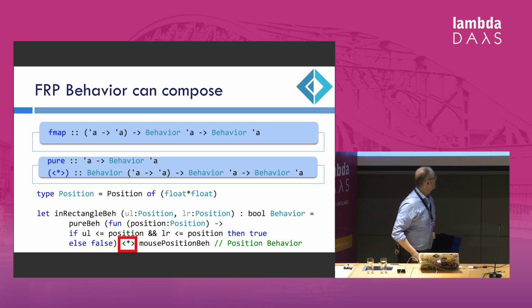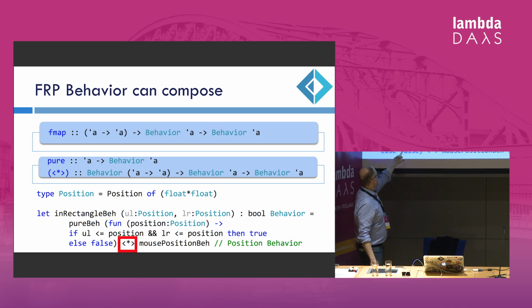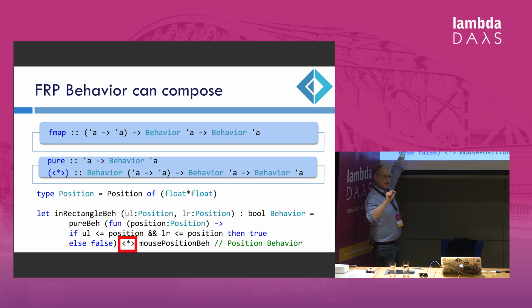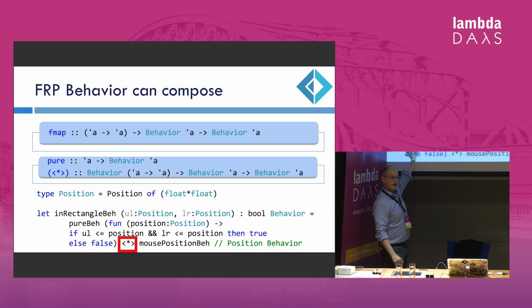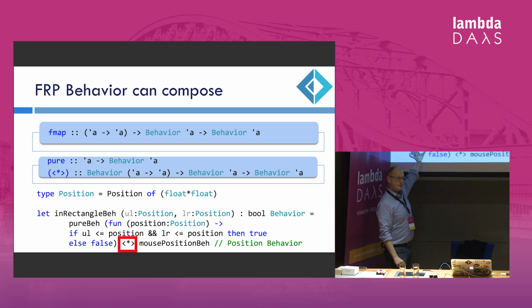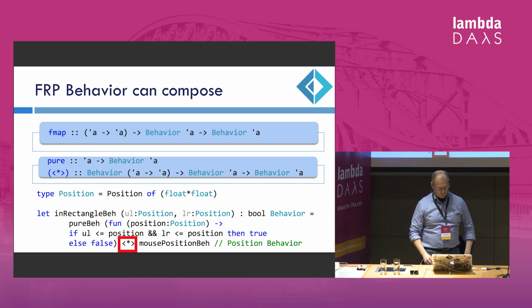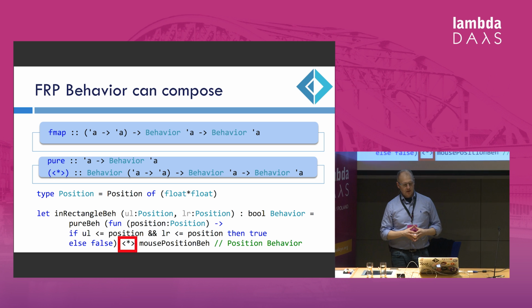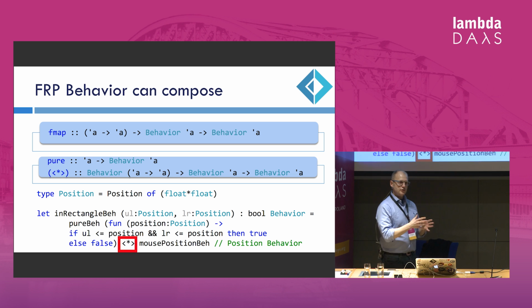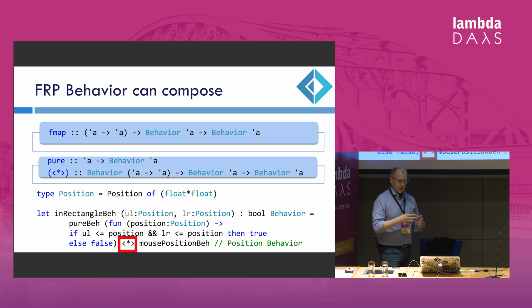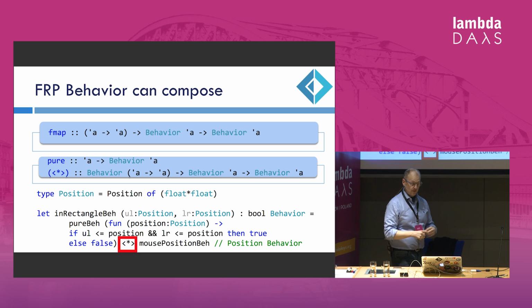So if you remember, this is the same function where I calculate the position of the mouse inside the rectangle. Now we can rewrite the same using this different API. And the most important function is the apply operator, right? Which applies a time-varying function to a time-varying value at each point in time, right? I think this is pretty cool.